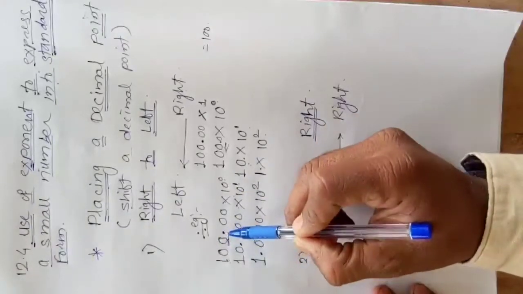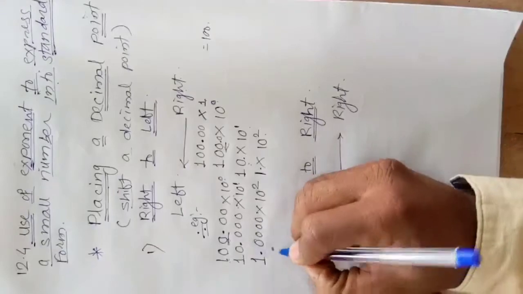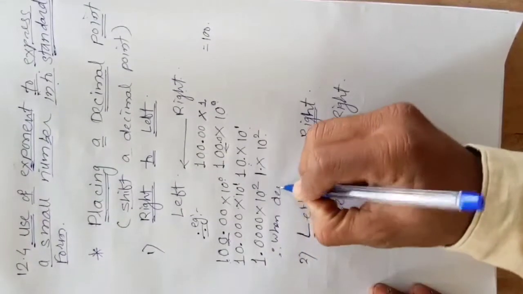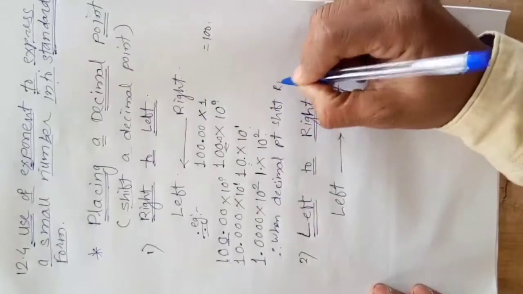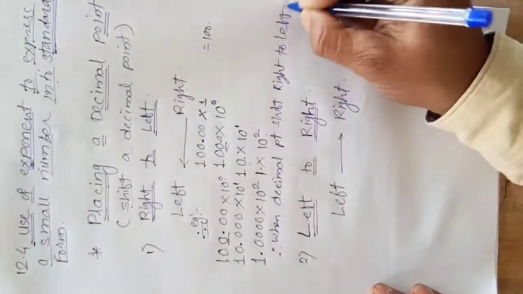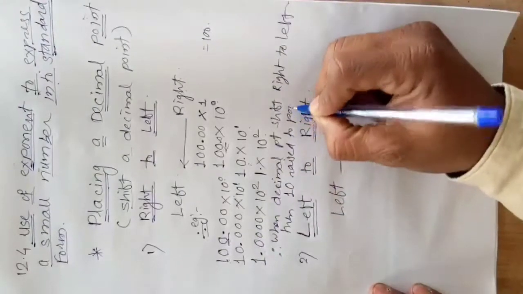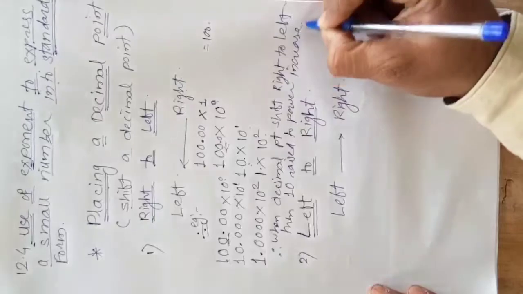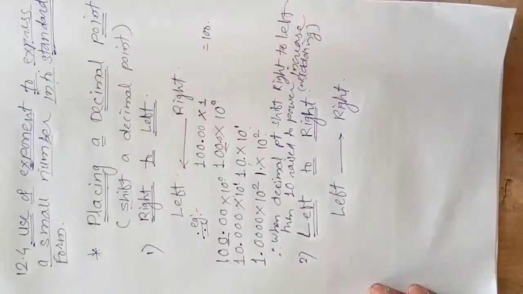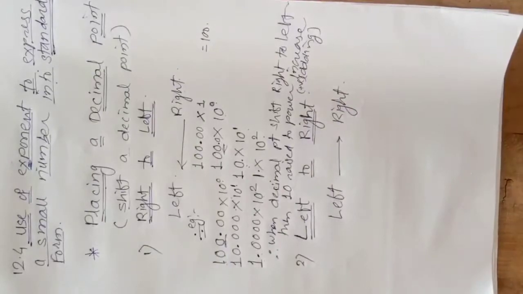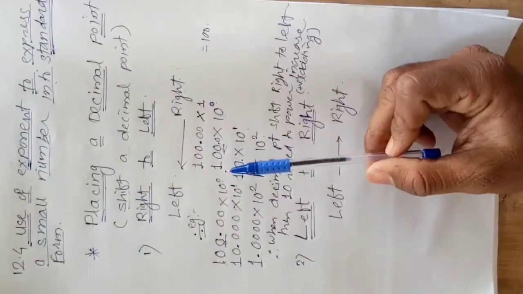If we transfer this decimal point up to two places, that means 1.0, then 10 raised to the power 2. Therefore, when the decimal point shifts from right to left, the 10 raised to the power increases, or is added, that is, positive. So this is the first part. When the decimal point is shifted from right to left, the power of 10 is increased.